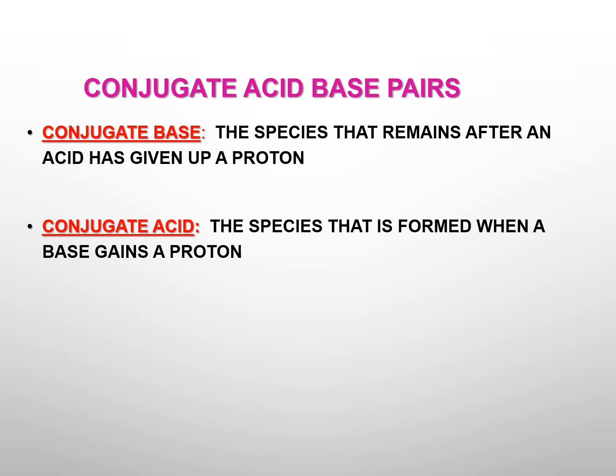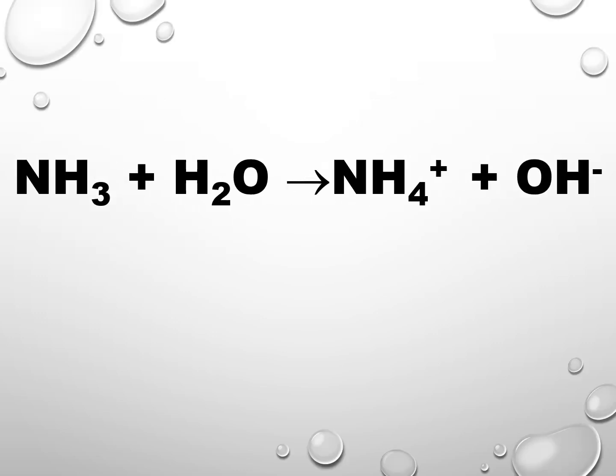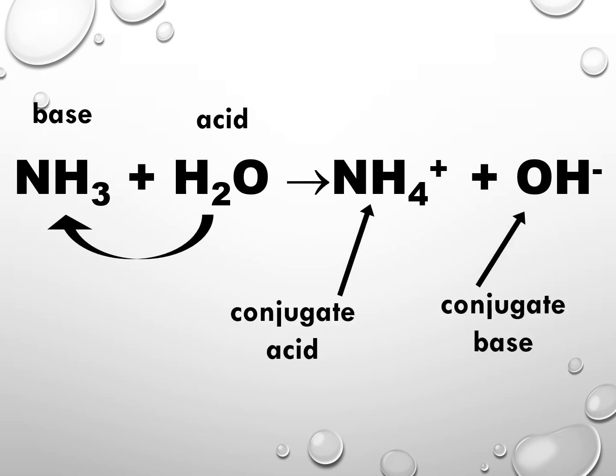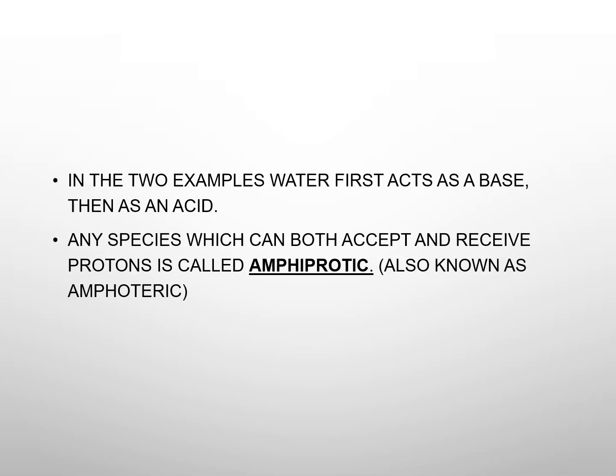Then members which can be formed from each other by gaining or losing a proton are called a conjugate acid base pair. So the base is ammonia, the acid is H2O. So, the conjugate acid and conjugate base. In this example, water first acts as a base, then as an acid. Any species which can both accept and donate a proton is called amphiprotic, also known as an amphoteric substance.